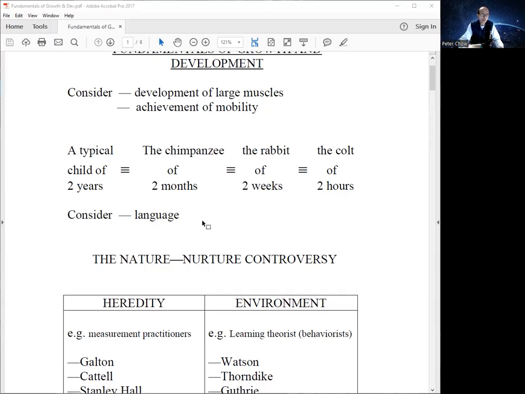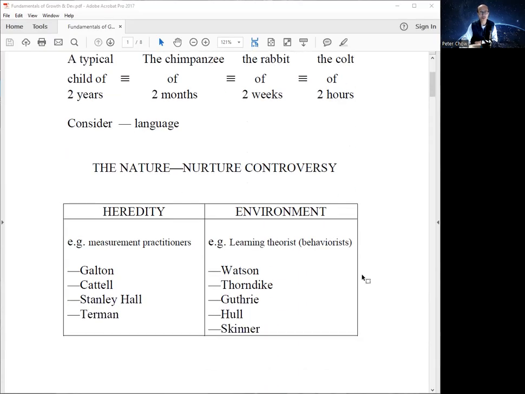Now, of all the great debates in the history of psychology, the one that generated the most heat and caused the greatest division in the field is the controversy over nature and nurture, or heredity versus environment. Now, let's take a look at the nature-nurture controversy. Nurture is a term coined by Francis Galton, Charles Darwin's cousin.